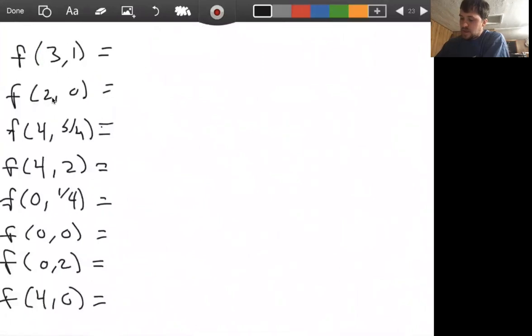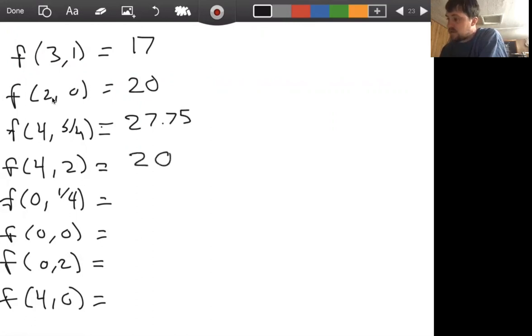So if you plug in 3, 1, you get 17. If you plug in 2, 0, you get 20. If you plug in 4, 5/4, you get 27.75. If you plug in 4, 2, you get 20. If you plug in 0, 1/4, you get 23.75. If you plug in 0, 0, you get 24.